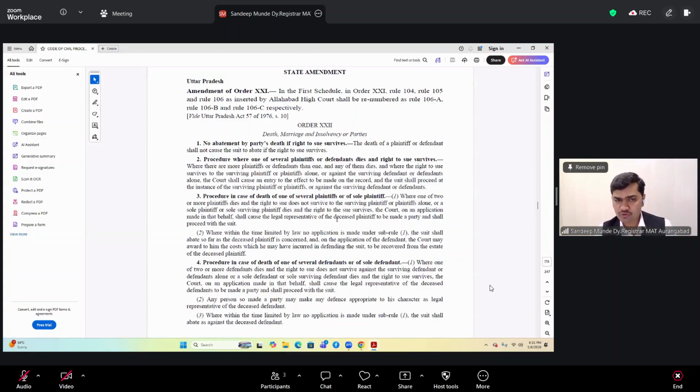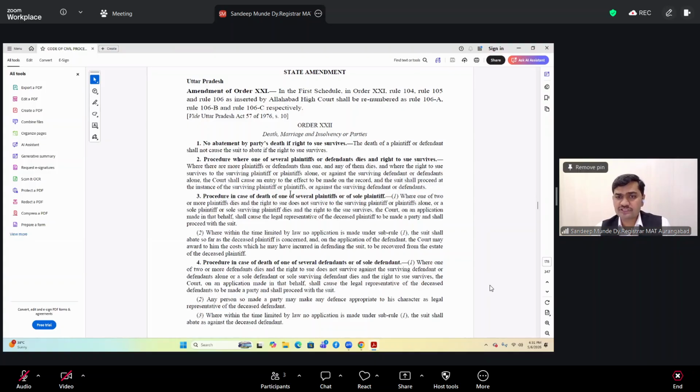Rule 1 states: no abatement by the party's death if the right to sue survives. The death of a plaintiff or a defendant shall not cause the suit to abate if the right to sue survives. Then there is the procedure when there are more parties than one, where one of several plaintiffs or defendants dies, and the procedure in case of the death of several plaintiffs or the sole plaintiff.